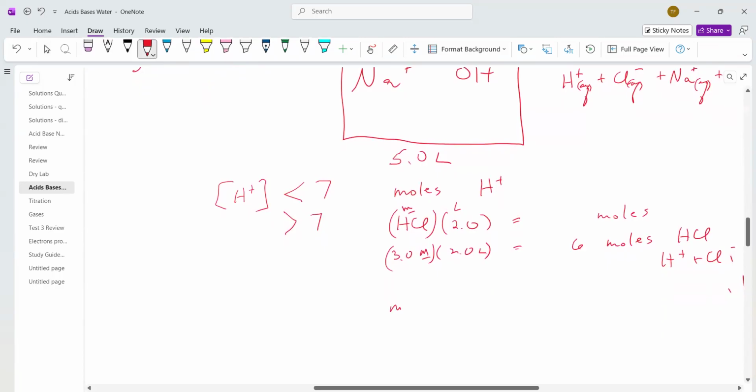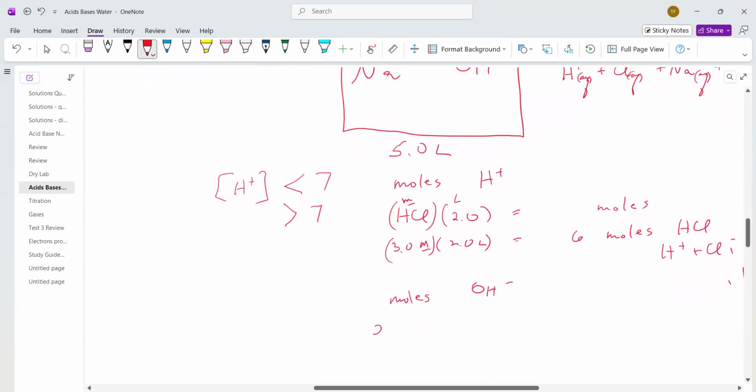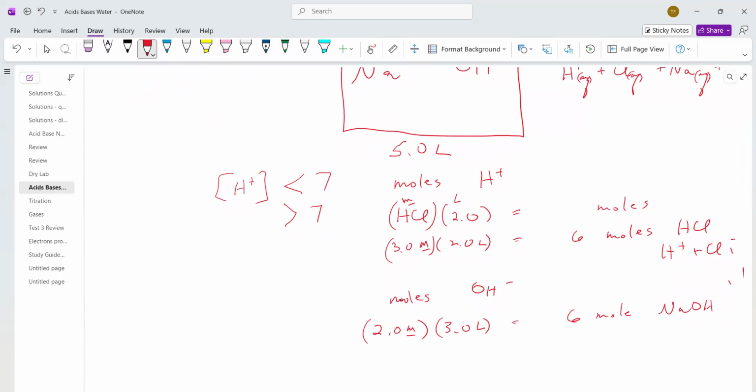Let's look at moles of OH. Okay, sodium hydroxide is 2 molar, and we have 3 liters of it. So that gives us 6 moles of sodium hydroxide, which is really 6 moles of sodium and 6 moles of hydroxide.